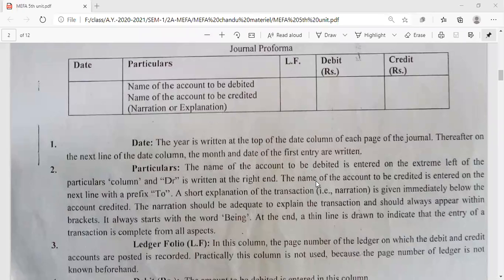The name of the account to be credited is entered into the next line with the prefix "To". That means we are saying that we are debiting from. Dr means we are debiting from this cash account, that is a capital account. For example, we are debiting from the capital account and transferring it to the creditor, that means the person who brought that particular material.